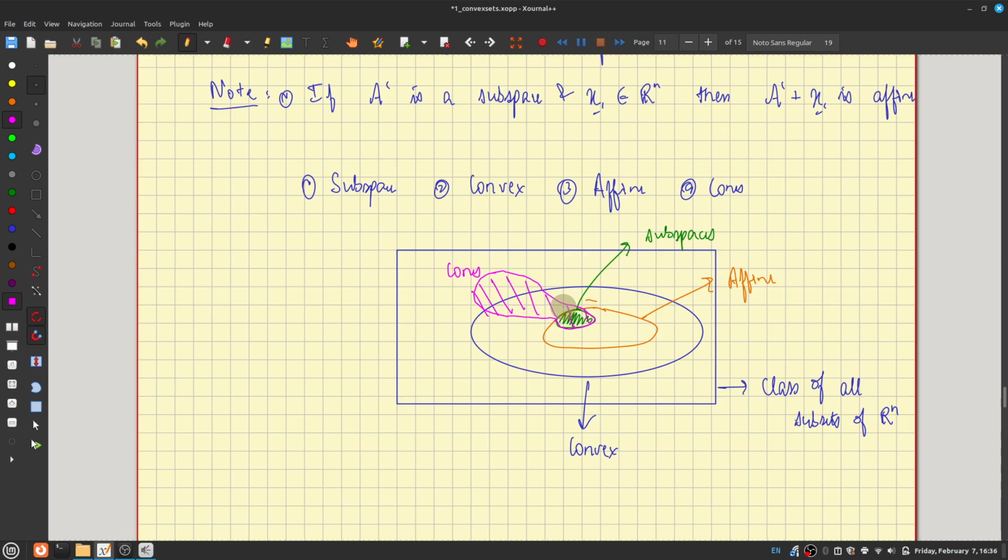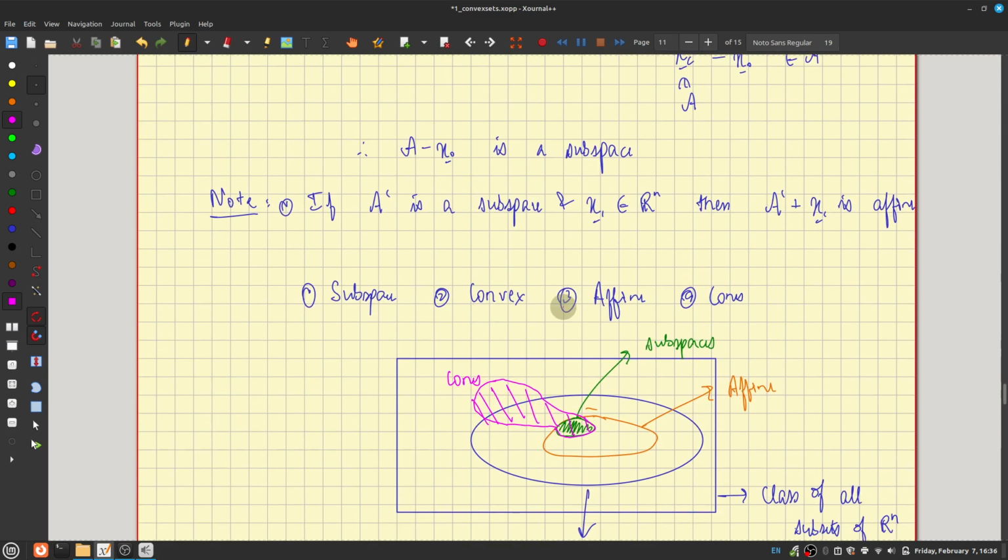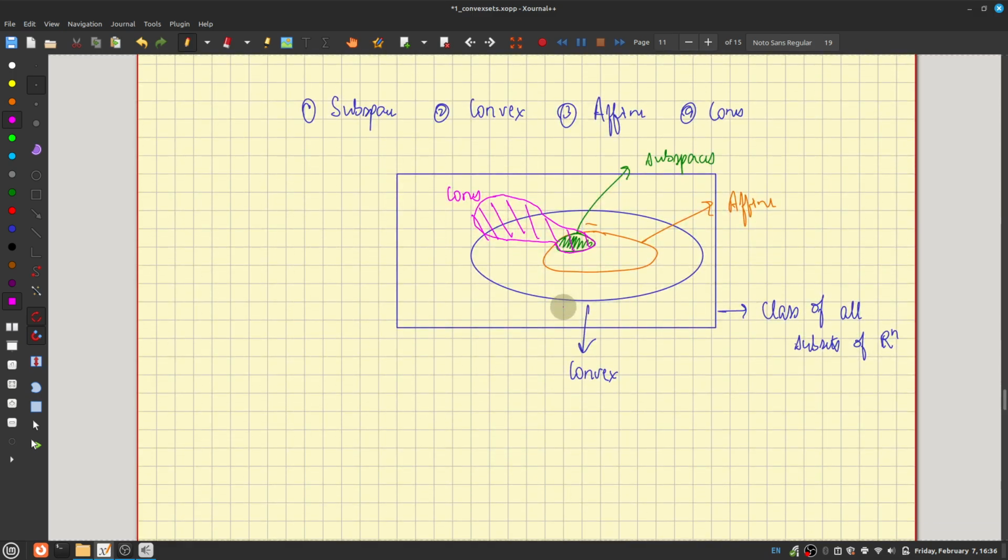All of subspaces are included. That's why I put all of subspaces to an edge, right? Yeah, this whole region is subspaces. Right? Any other questions?